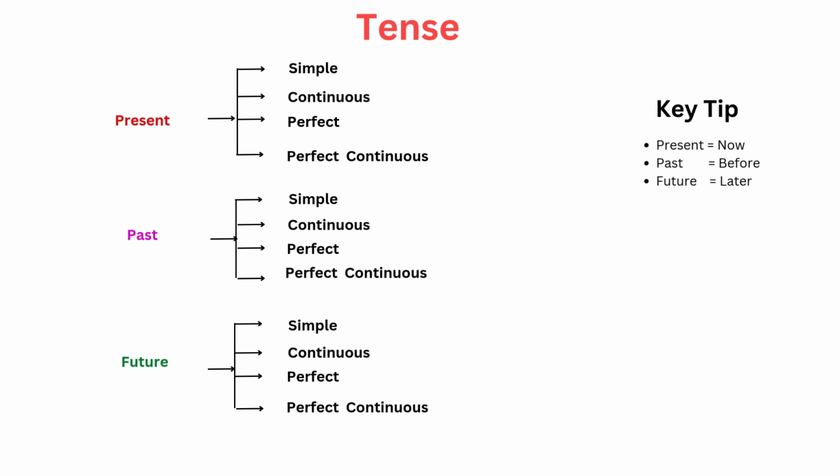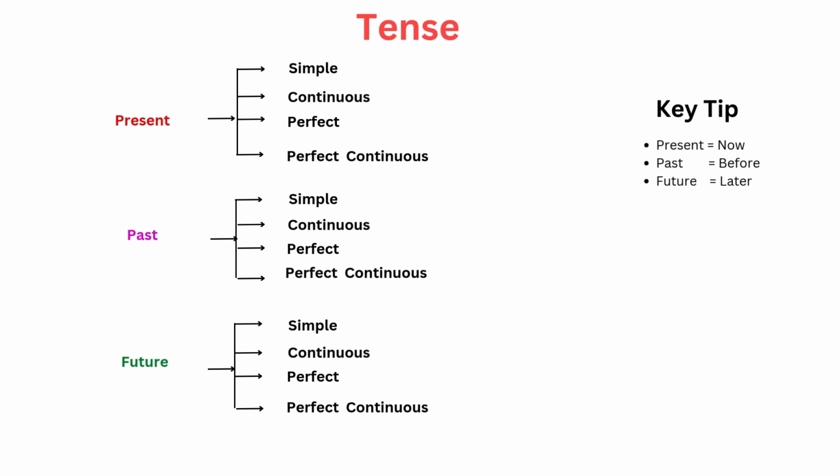Simple describes a basic action. Continuous, also called progressive, describes an ongoing action. Perfect describes an action that is completed before a certain point. Perfect continuous describes an action that was ongoing but is also completed.